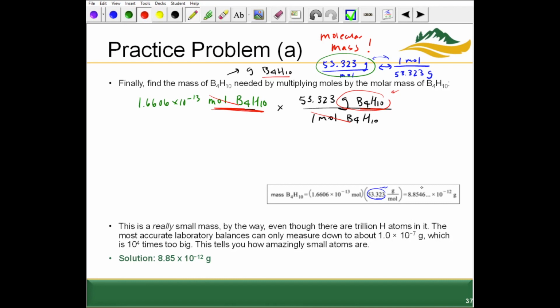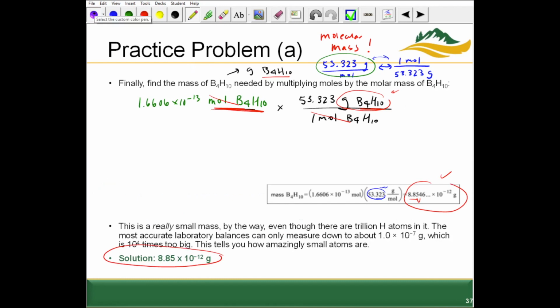Doing this multiplication, we'll get 8.8546 times 10 to the negative 12 grams. We were told to round to 3 sig figs, so we can do that. 8.854 keeps the 5 as a 5, so 8.85 times 10 to the negative 12 grams.